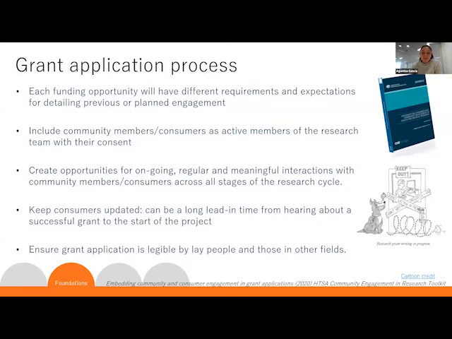And it's really important to remind research teams to keep community members and consumers updated. It can be a really long lead-in from the time you submit a grant application to the time you actually get funding. And it's important, just like with any other member of the research team, to keep people updated about whether you get the funding or don't, and if you do, how you will engage with them throughout the project.